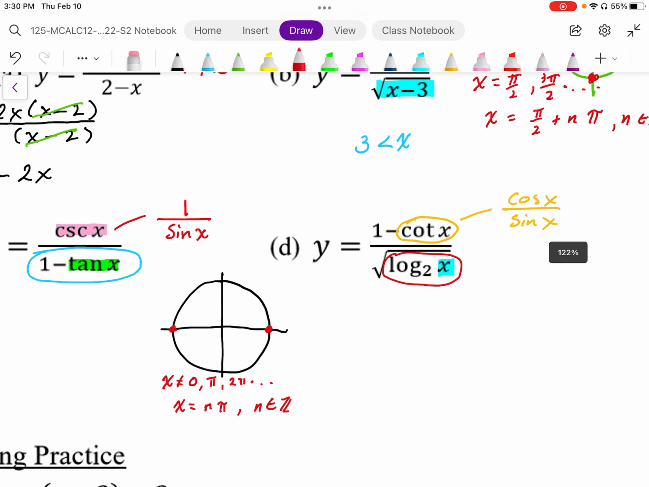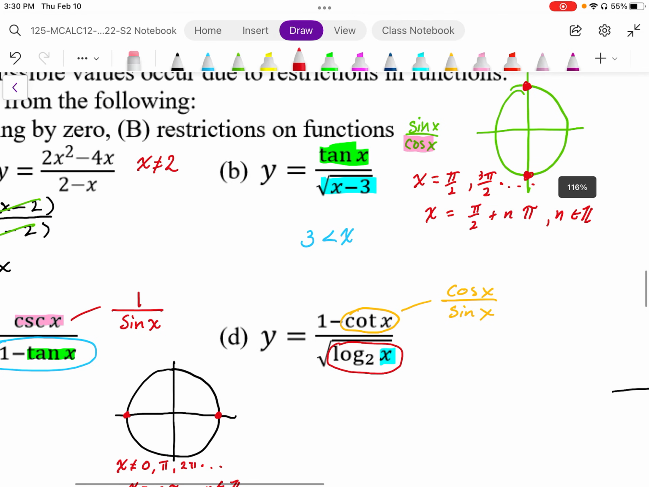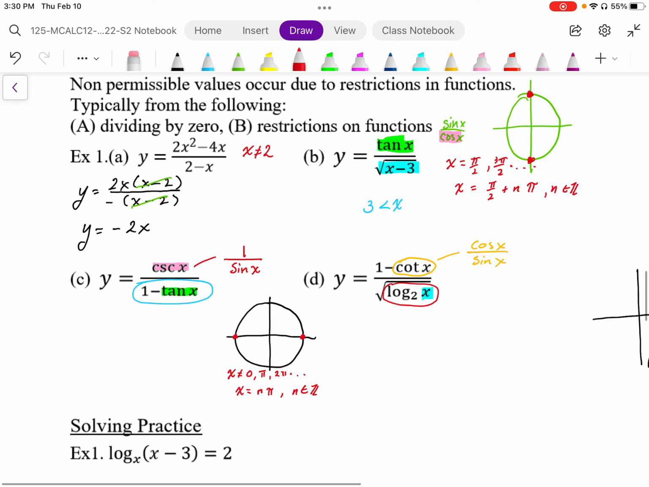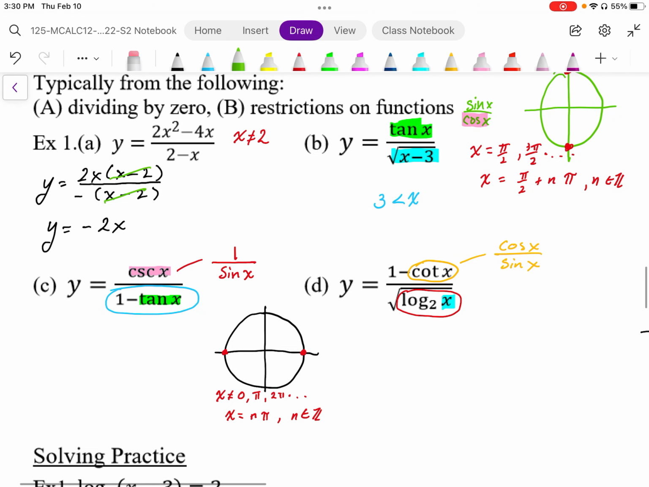When I take a look at my tan restriction, I just go back up to this green circle. Tan is going to have cosine in the denominator. I can't have the cosine hit those values in those red dots. That means I'm going to have the same restrictions I had before. So from the tan, x cannot be equal to pi over 2 plus n pi, and n is an integer like before.